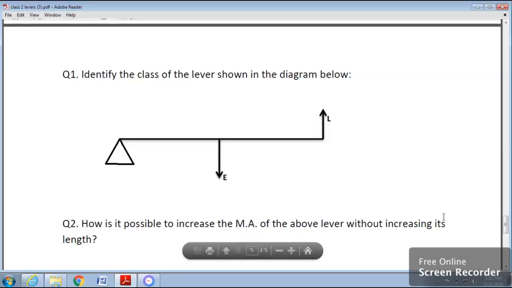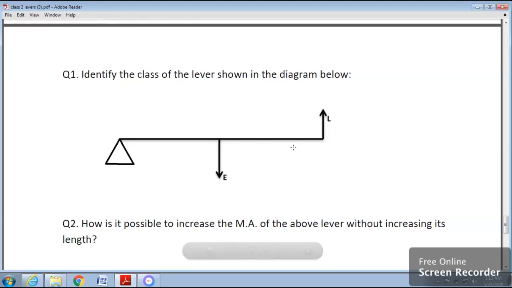So in the second part we have to find out the possibilities to increase the mechanical advantage of the above lever without increasing its length. Few possibilities are there. You can write by shifting the effort away from the fulcrum towards the load, or shifting the load towards the effort, decreasing the load arm, or reducing friction.